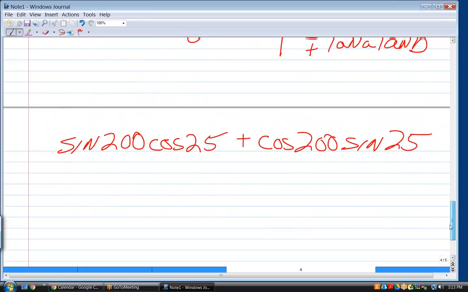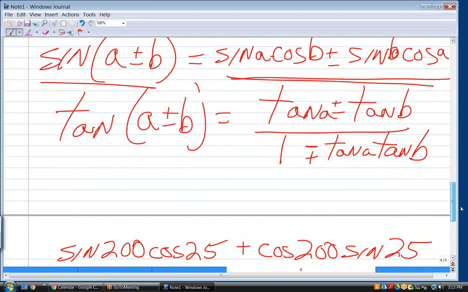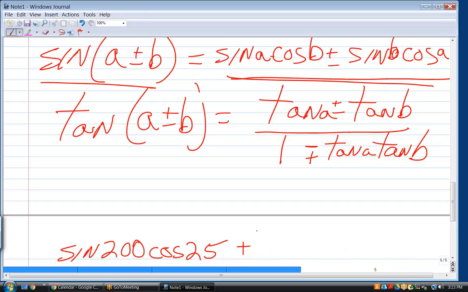Okay, well, what are we looking at here? We're looking at this one right here. Just because they switched sine and cosine here, we can switch them back. In other words, the commutative property still holds. You see what I'm saying? In other words, this part here I can write as sine 25 times cosine of 200. Let's do that, and it makes it a little bit more logical.